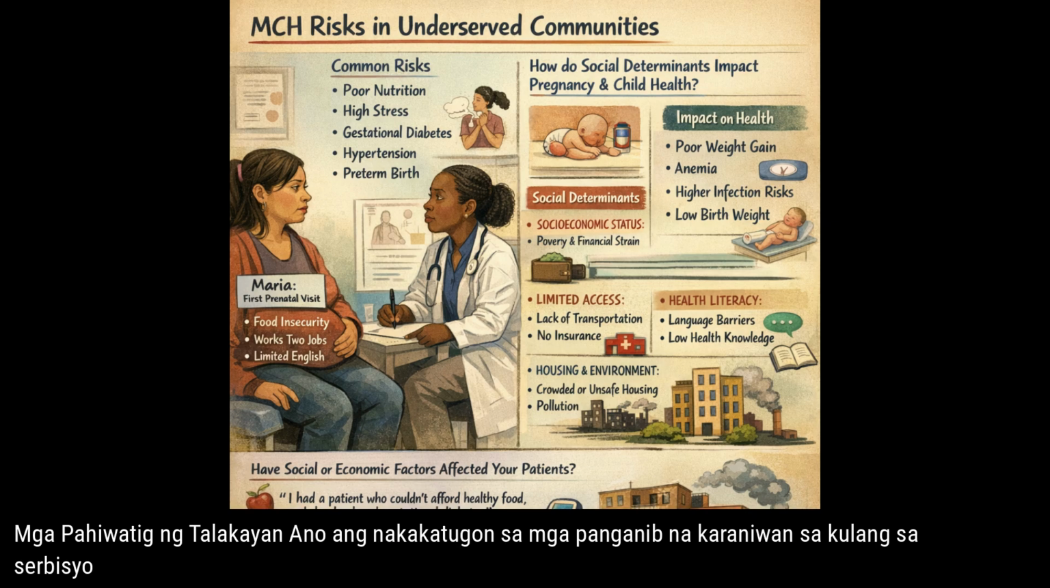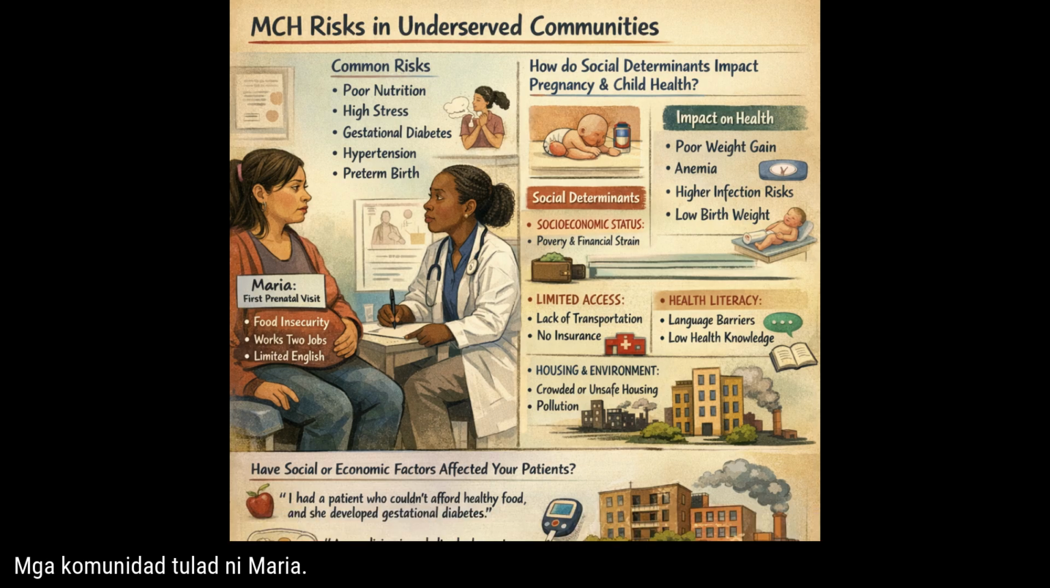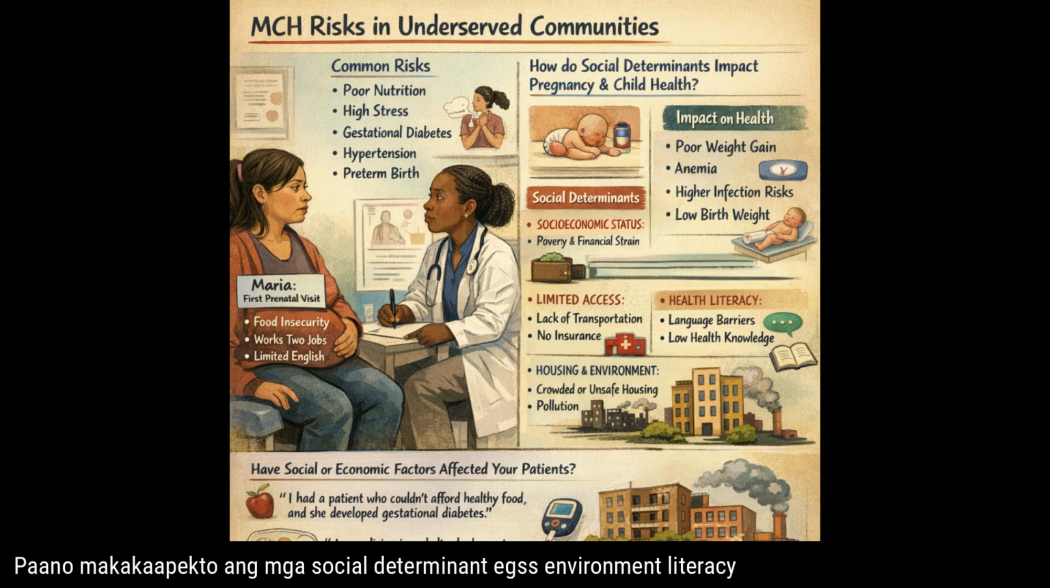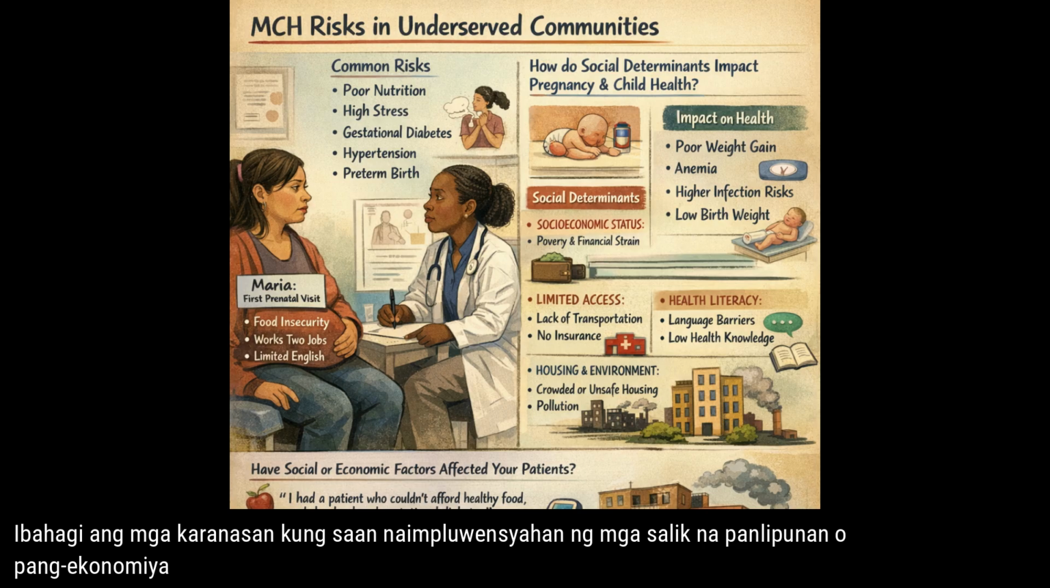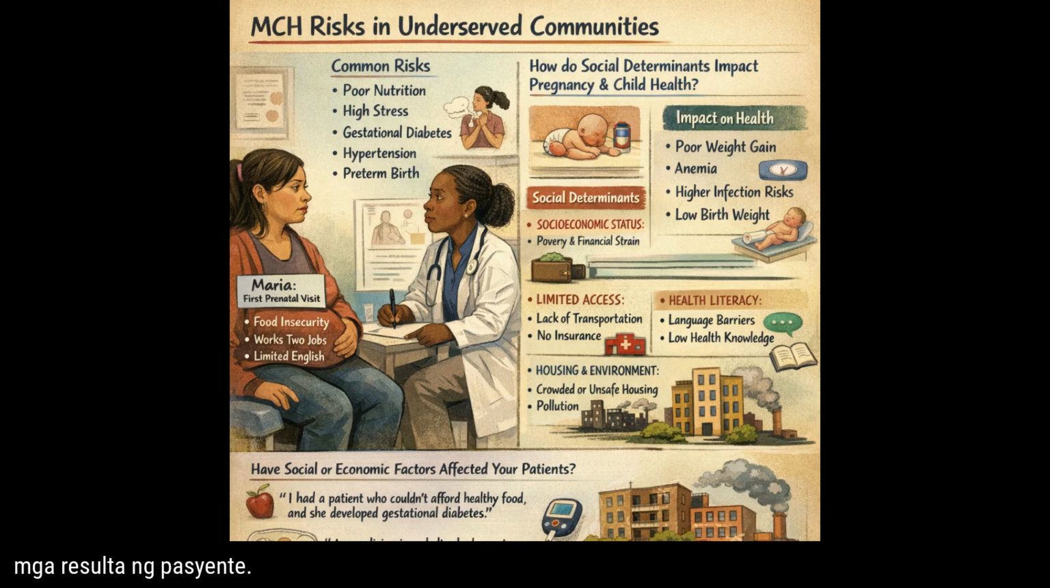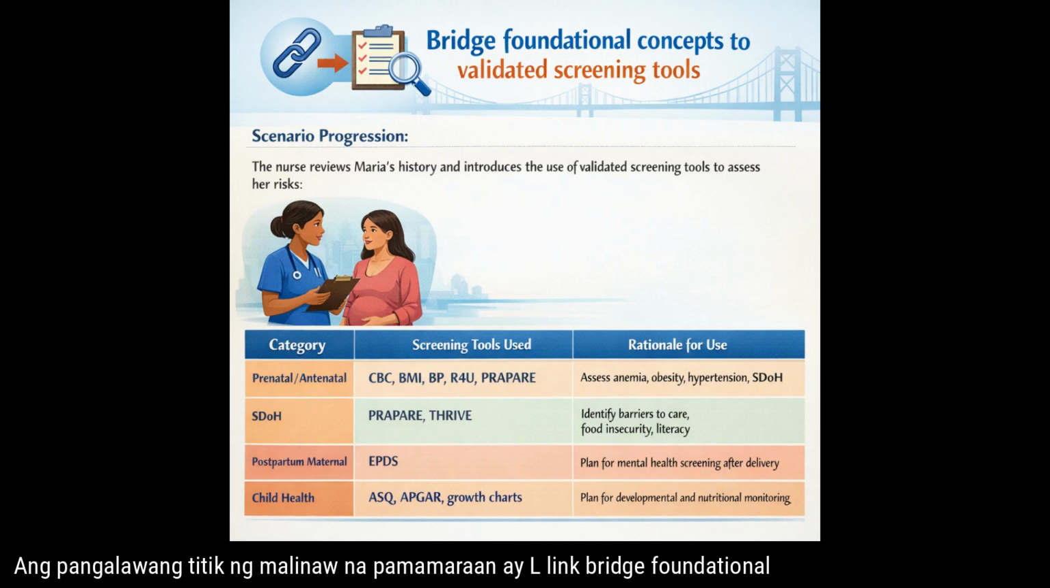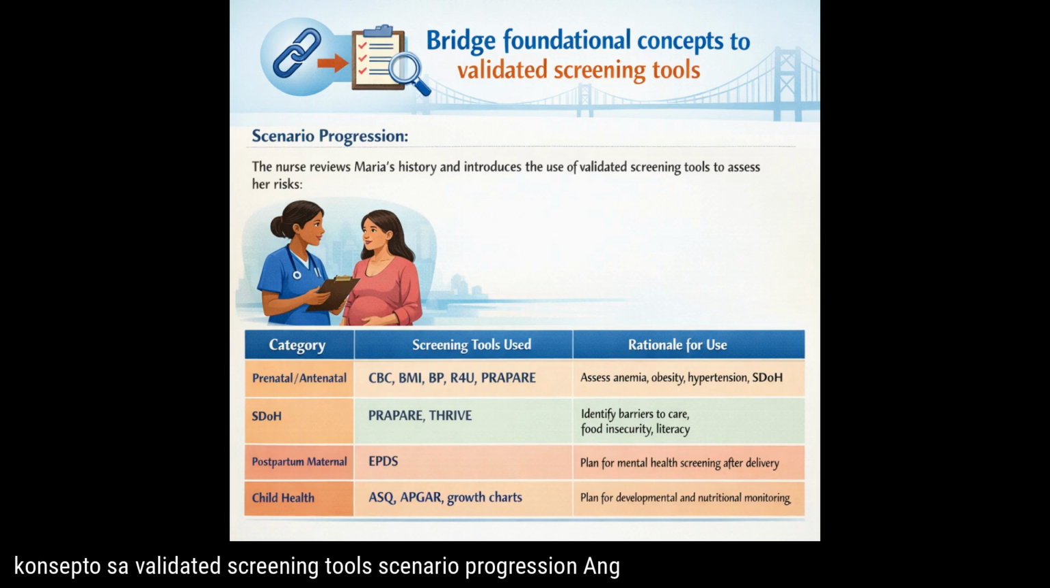Discussion prompts: What MCH risks are common in underserved communities like Maria's? How might social determinants, for example SES, environment, and literacy, impact Maria's pregnancy and her child's health? Share experiences where social or economic factors influenced patient outcomes. The second letter of the CLEAR method is L. Link: bridge foundational concepts to validated screening tools. Scenario progression.